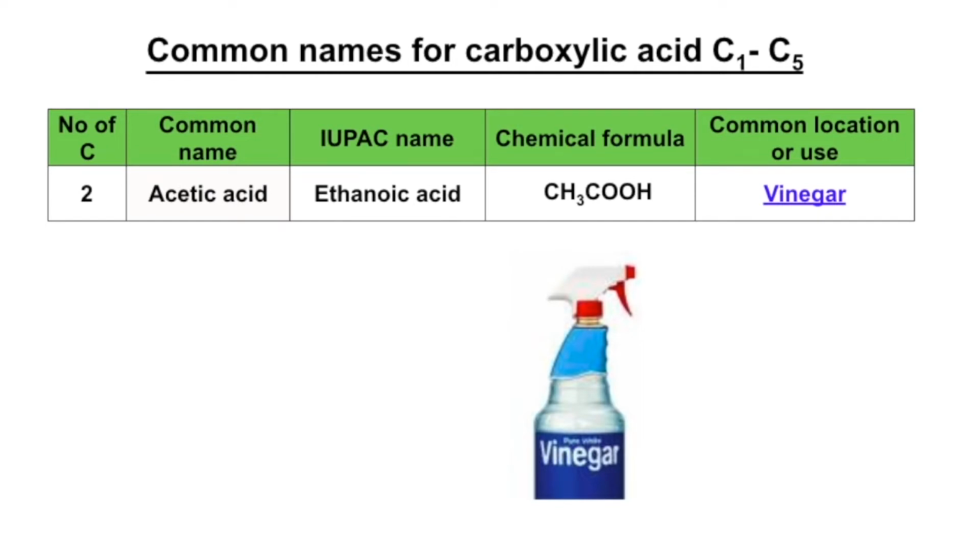For carboxylic acid with two carbons, IUPAC names this chemical ethanoic acid. Ethanoic acid can also be called acetic acid. Acetic acid is the common name for ethanoic acid. Acetic acid is actually a major ingredient in vinegar. We use vinegar quite often, especially in cooking.